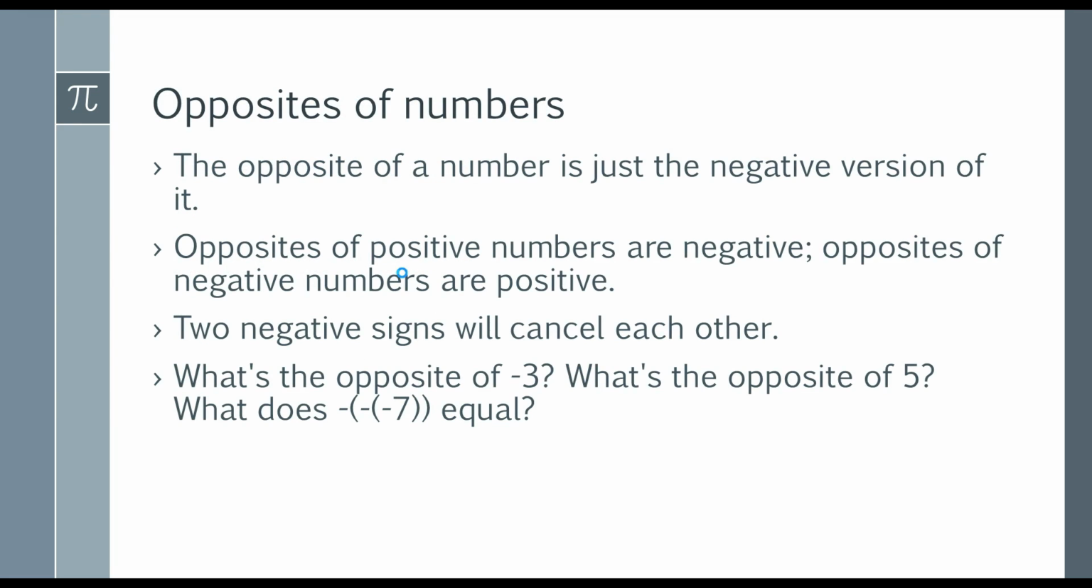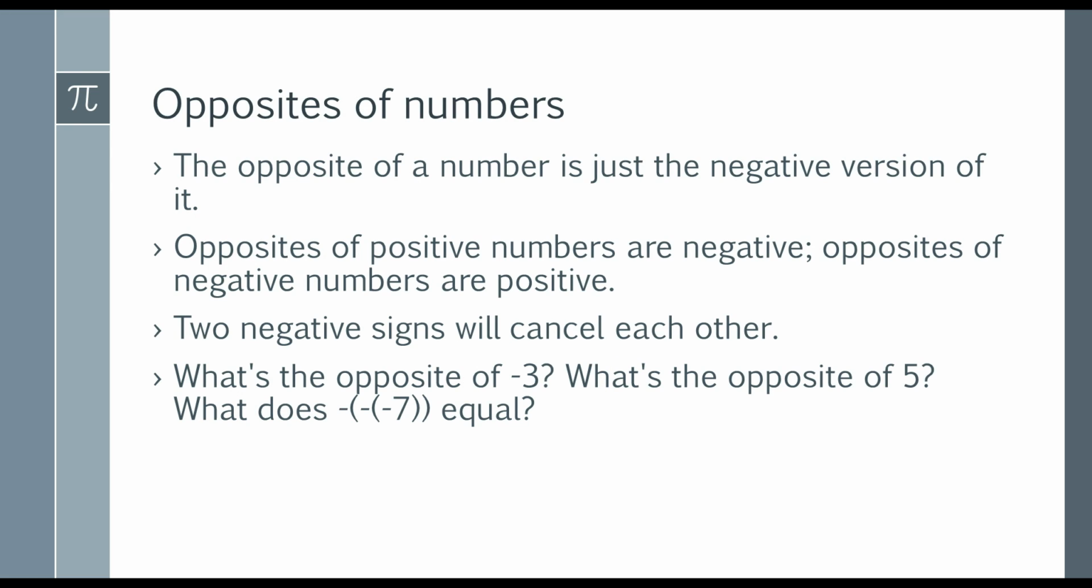So, opposites of numbers. The opposite of a number is just the negative version of it. The opposite of positive numbers are negative, the opposite of negative numbers are positive, and two negative signs will cancel each other out. So what's the opposite of negative 3? As I said, it's just a negative version of it. So it becomes negative, negative 3, and negative, negative 3 is just equal to 3 because the two negative signs will cancel each other.